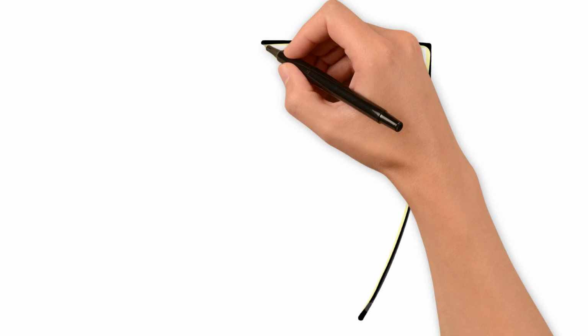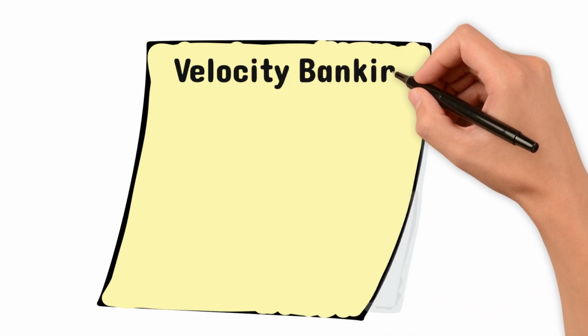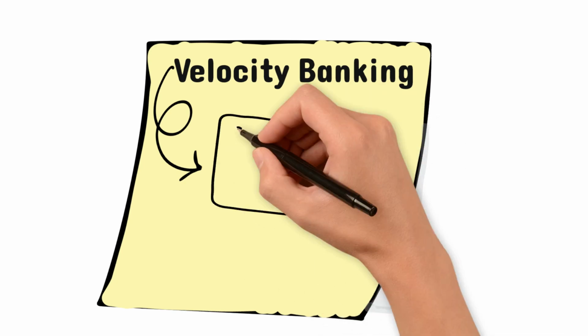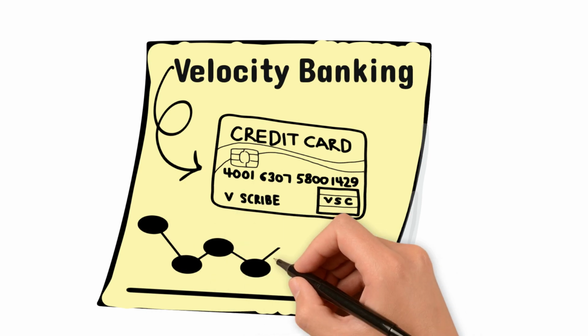Please note that in today's video, we will be looking at an example of a person using velocity banking to pay off credit card debt, but it's important to be aware that it can also be used on other kinds of debt, but different kinds of debts may have a slight variance in terms of how the strategy is implemented and how effective it is. So let's take a look at our example.